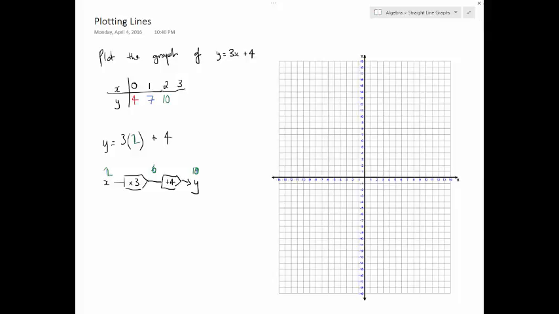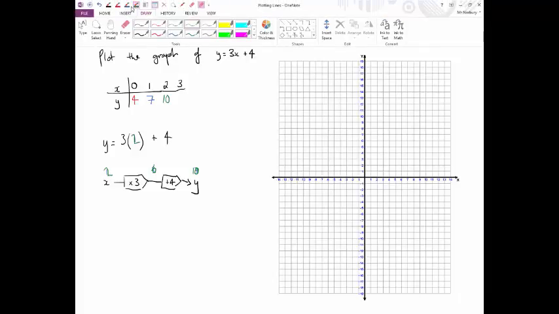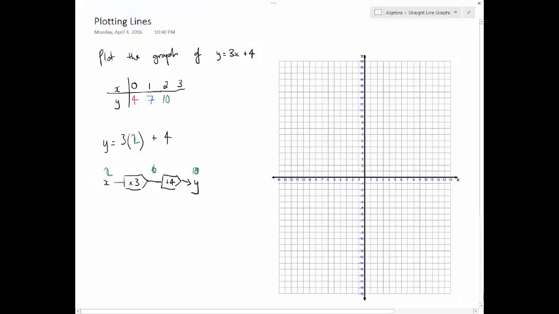Now, if we take the last number, which I will do in black, we're going to get 3 times 3, which is 9, and then add on the 4, and we get 13.